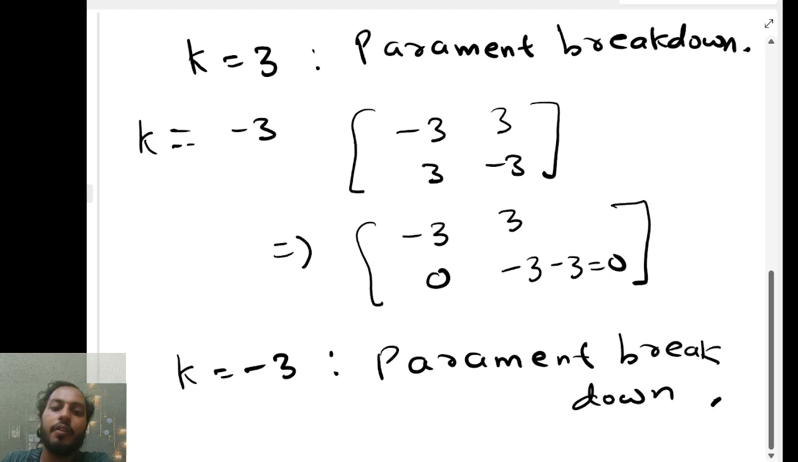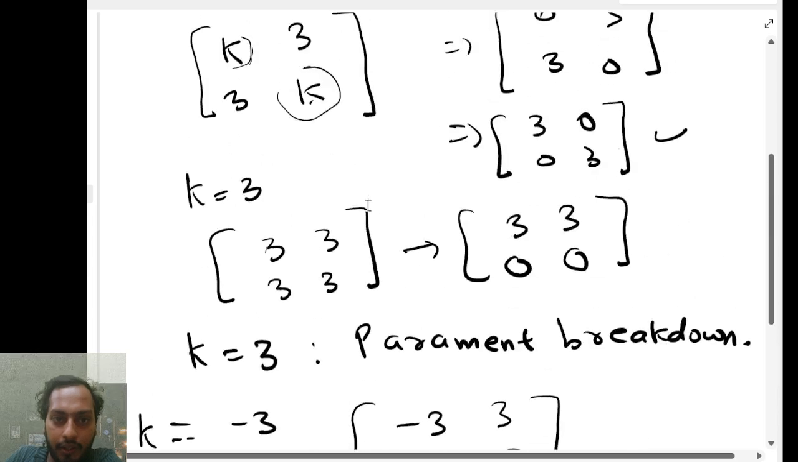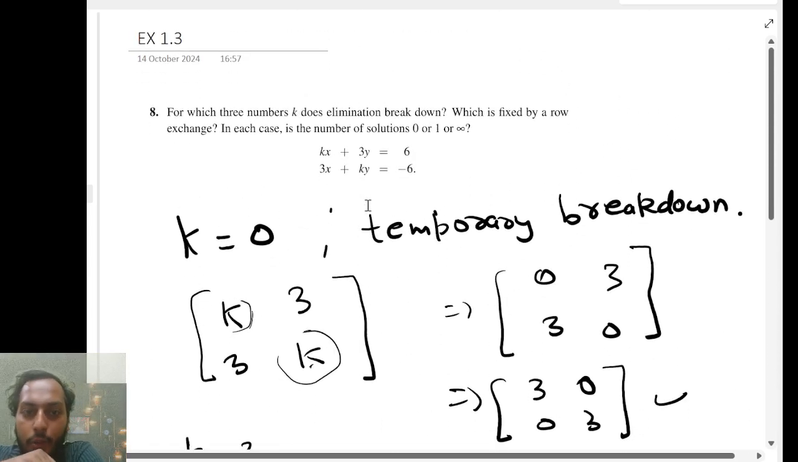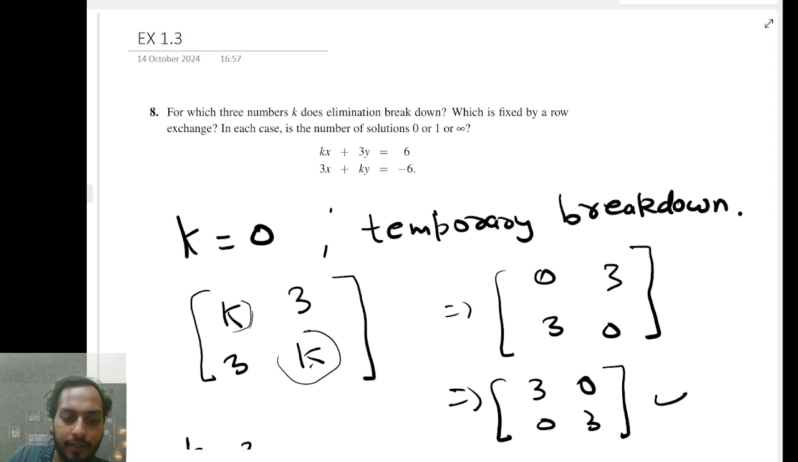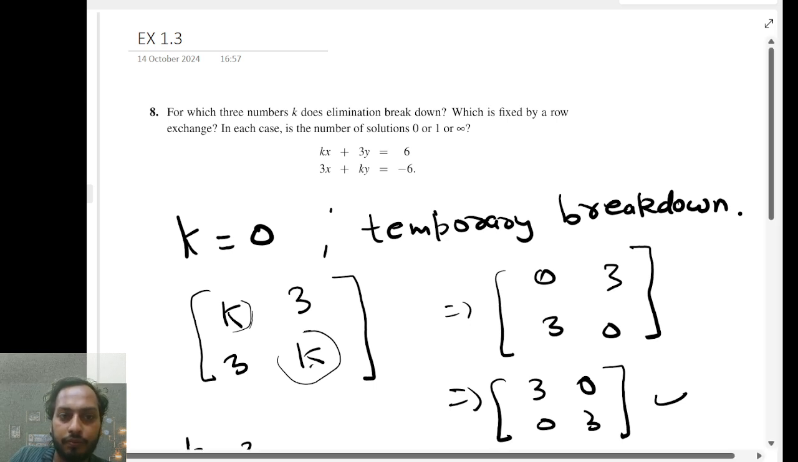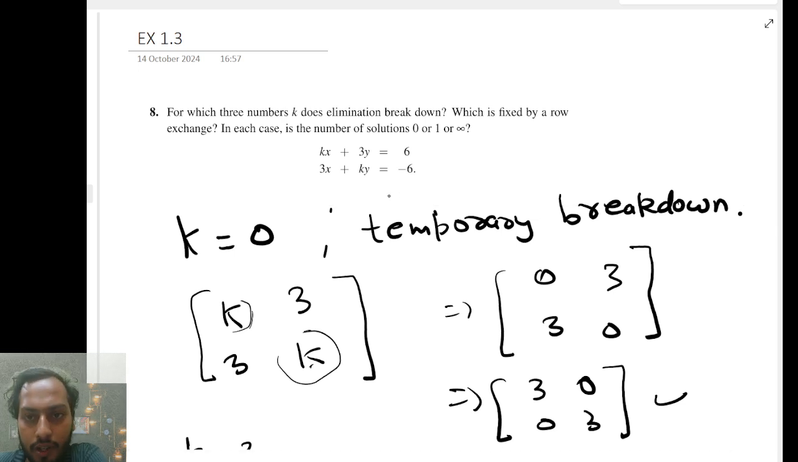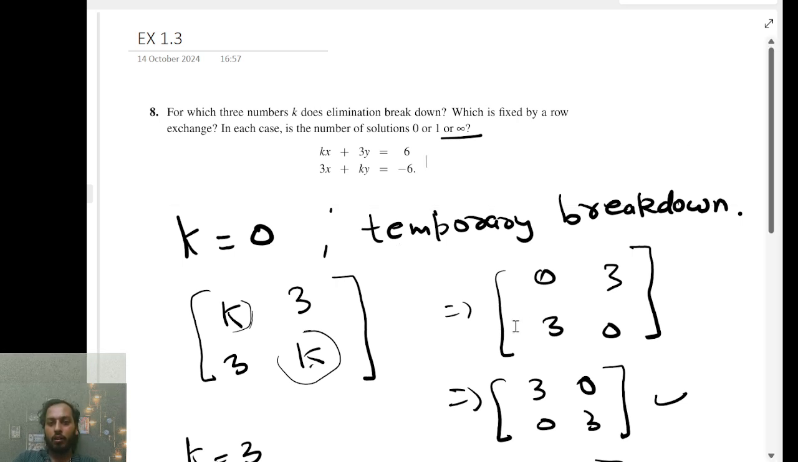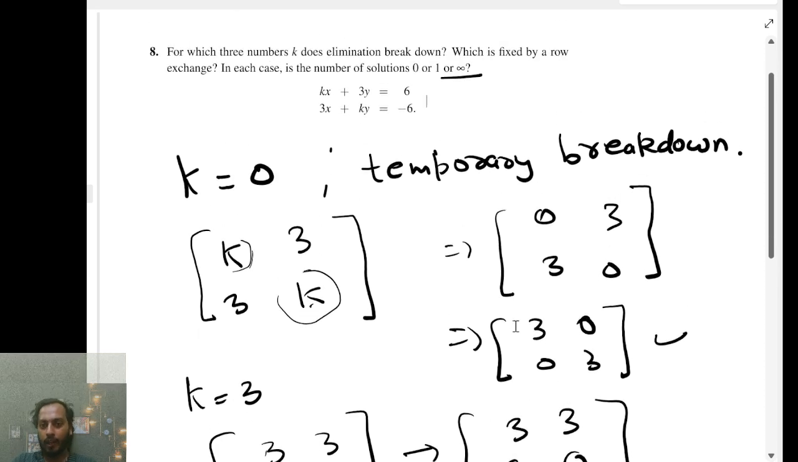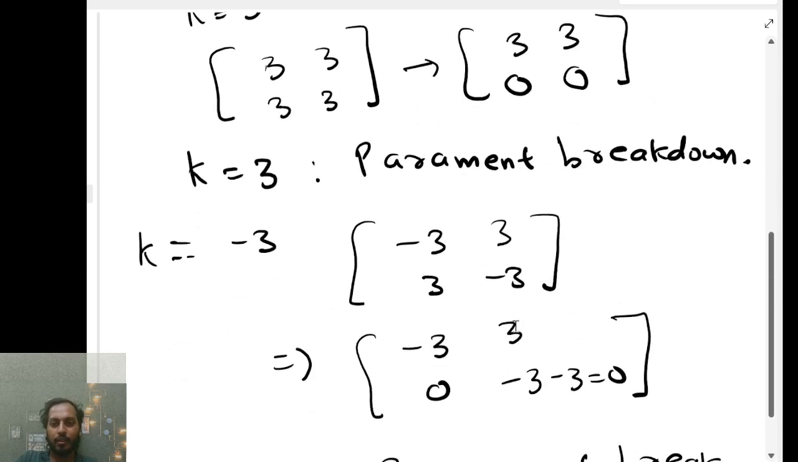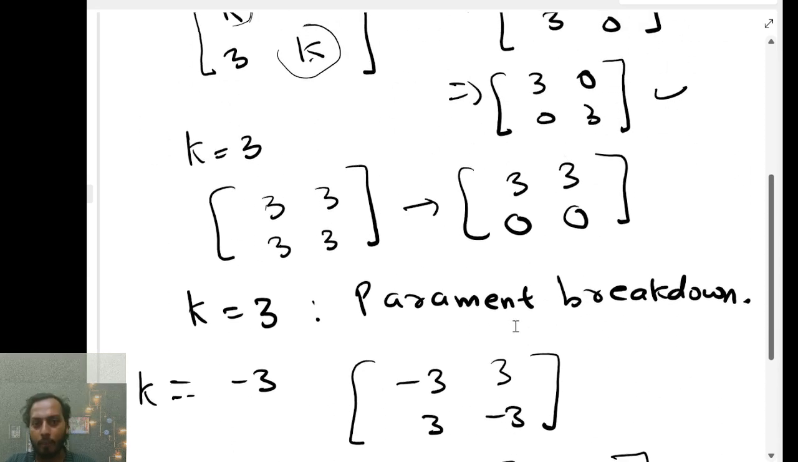Is it okay? So I got the 3 points where a temporary breakdown happens and where a permanent breakdown happens. Is it right? Okay. Now in each case, is the number of solutions 0, 1, or infinite? If it is a permanent breakdown, I cannot think about the solution. It's okay, I can think about it. The right hand side is 6 and minus 6. I will go one by one in all cases.